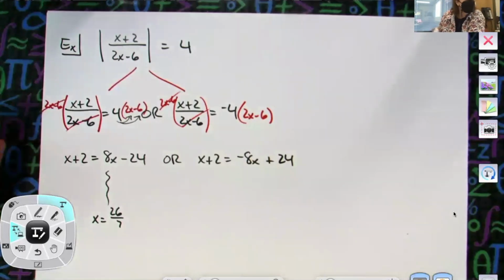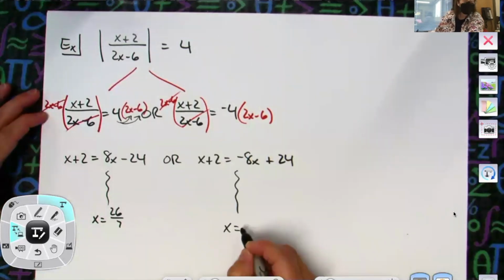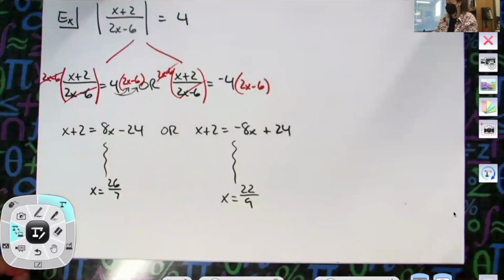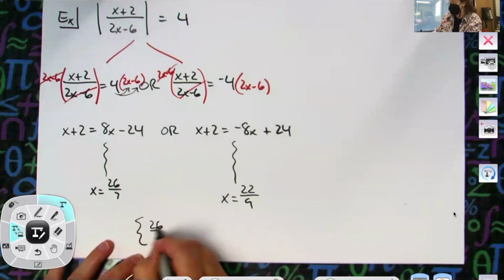Again, don't let me screw this up. All right, pretty sure this is going to be 22 over 9. But again, those improper fractions, perfectly okay. Perfectly okay. Use that set notation. All right, 26 over 7, 22 over 9.